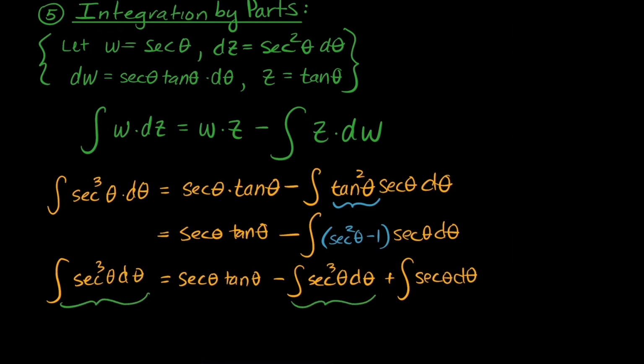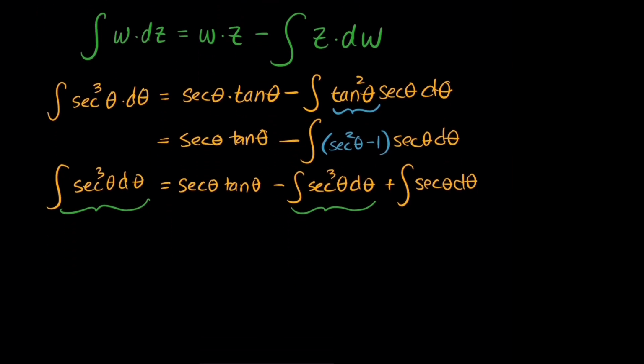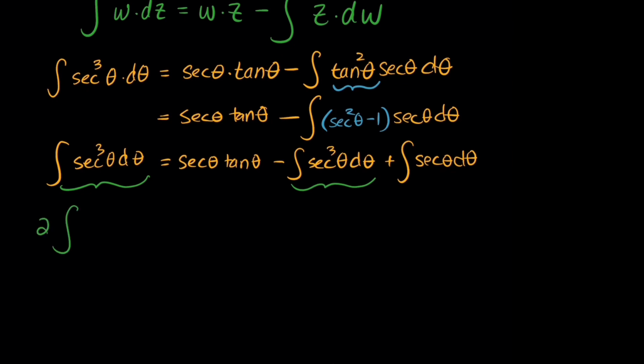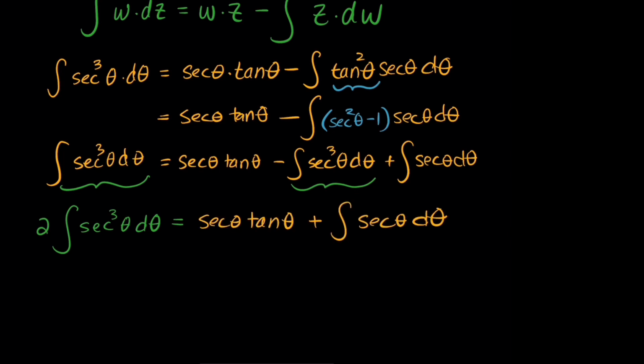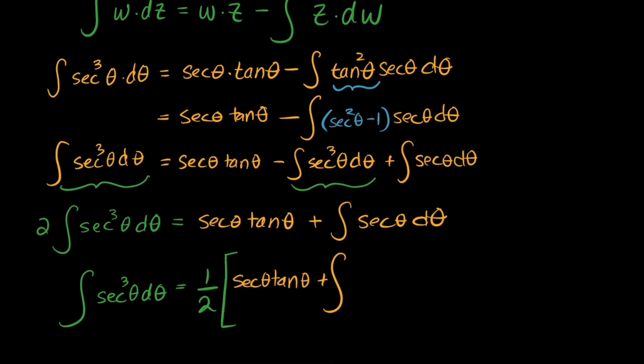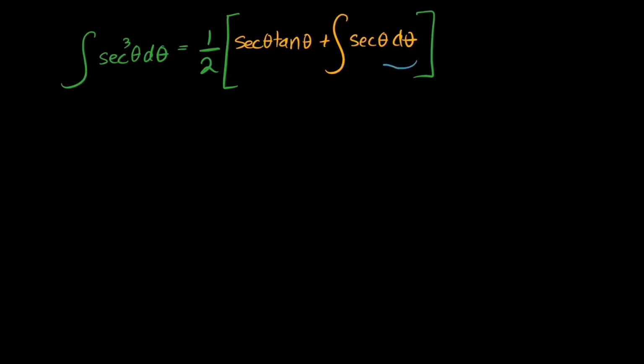And you'll notice that two of the integrals on both sides of the equation match. So we can bring them together, collect like terms, and get 2 times the integral of secant cubed theta d theta is equal to secant theta tan theta plus integral of secant theta d theta. And bringing a factor of 1/2 to the other side, then 1/2 secant theta tan theta plus the integral of secant, and that's the next integral we'll have to take care of, the integral of secant.